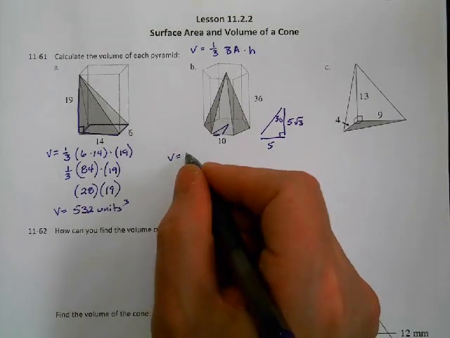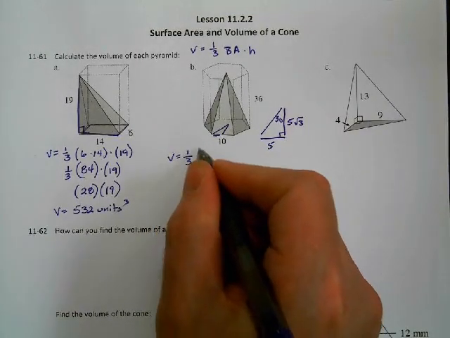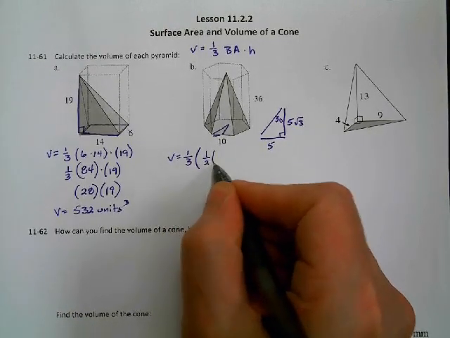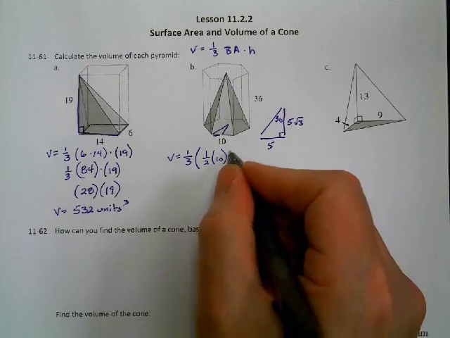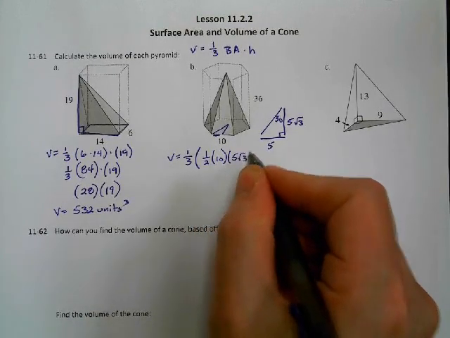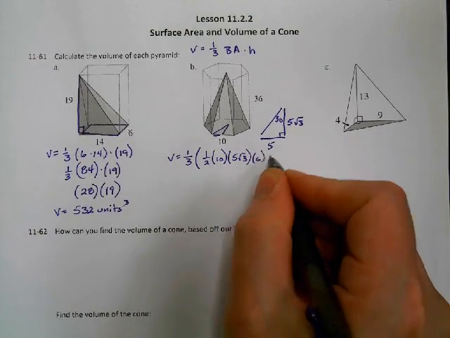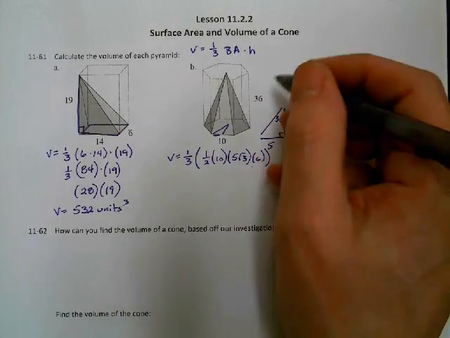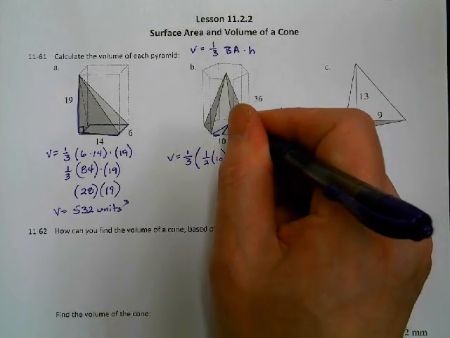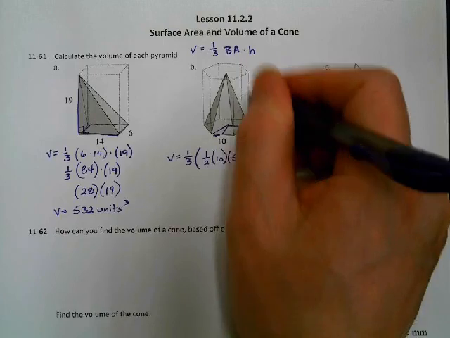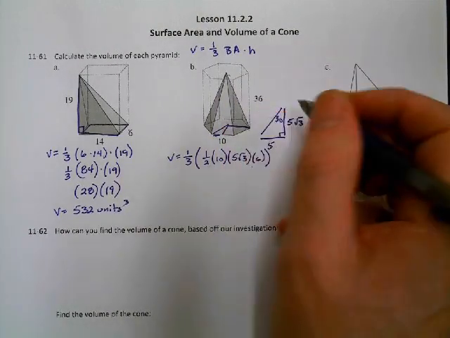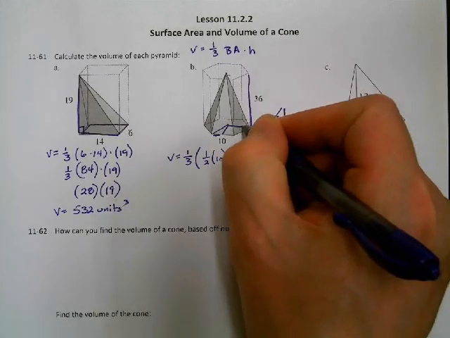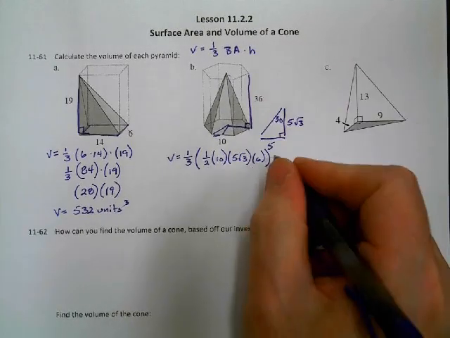So the base area for a hexagon, so we got 1/3. The base area is 1/2 the base of 10 times the apothem of 5√3 times the number of sides of 6. So this is all the base area. And then we have a height. Ooh, I don't know the height. Oh, no, I do. This is outside. So for a second there, I thought that they were giving us a slant height. So the height is out here. It's the perpendicular height to the base, 36.